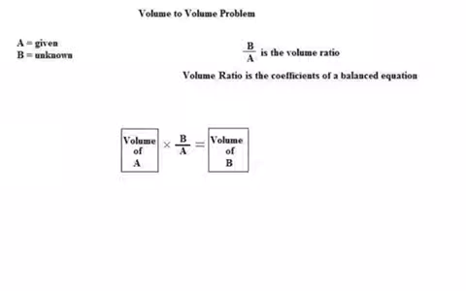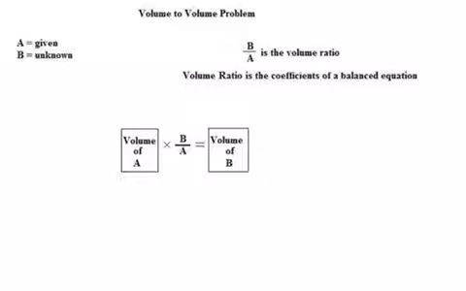So if you recall, this is a flow chart on how to do a volume to volume problem. It's the exact same number of steps as doing a mole to mole. It's a 1-step problem. Remember that A is the given, B is the unknown in the way that I taught you how to set this up, and B over A is the key. It's the mole ratio. In this case, it's the volume ratio, but it's the same as the mole ratio, which is the coefficients from a balanced equation. That's why it's important that the chemical reactions are balanced. If they're not, the first thing you need to do is balance the equation.